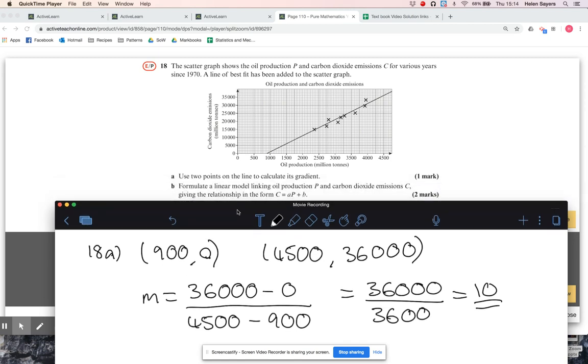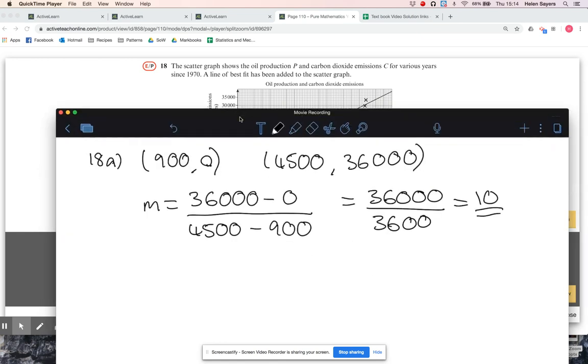Okay. Formulate a linear model linking oil production P and carbon emission C. You've seen this a lot already in this exercise. They're basically just asking you to find the equation of a straight line. I know the gradient is 10, and all I therefore need is a coordinate it goes through. Of my 2 coordinates, I was slightly more confident about the accuracy of that one, so I'm going to use that as my coordinate.